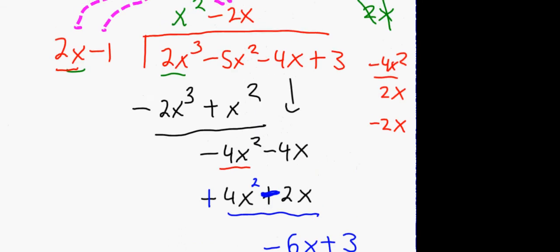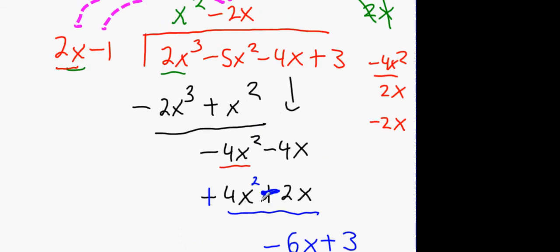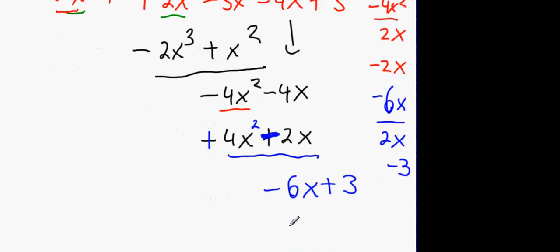Look at minus 6x plus 3. Does 2x minus 1 go into it? Yeah. Minus 6x divided by 2x is minus 3. And then we're going to get minus 6x plus 3. But we got to change the signs. It's going to be plus 6x minus 3 goes in 0.